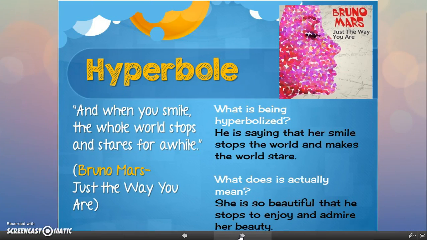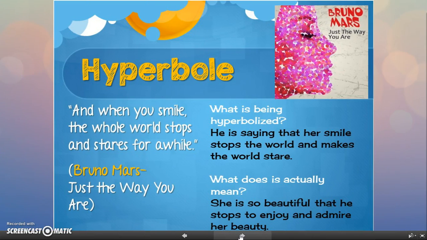So, moving on. What's being hyperbolized is he is saying that her smile makes the world stop and makes the world stare. But what it really means is that she's so beautiful that he stops to enjoy and admire her beauty. And that's kind of what it means. It's about how he sees her, really more than what the world sees.